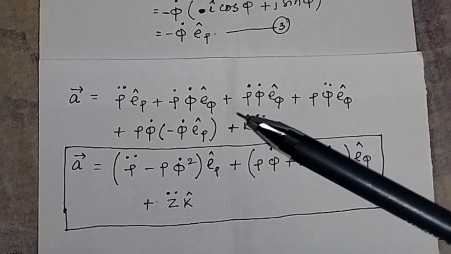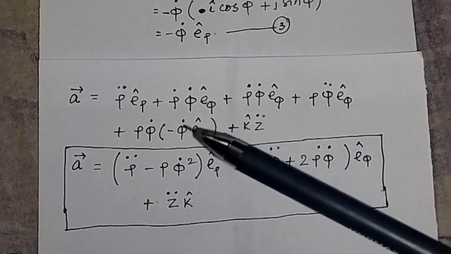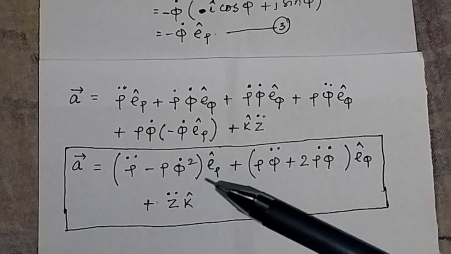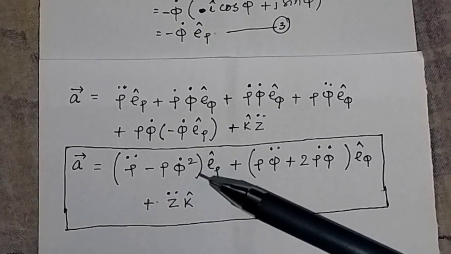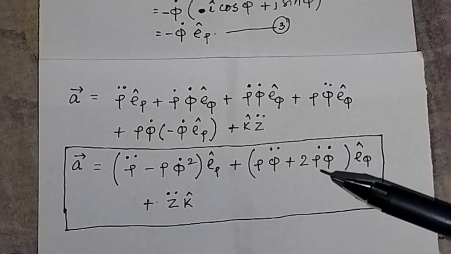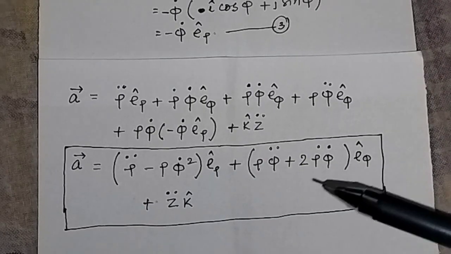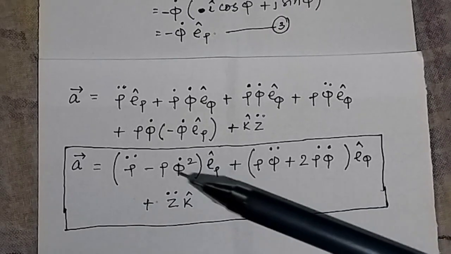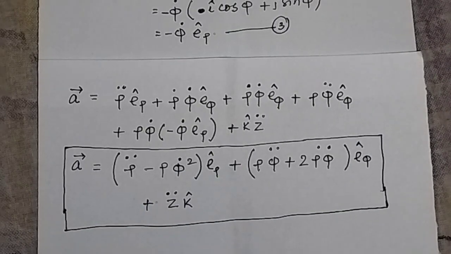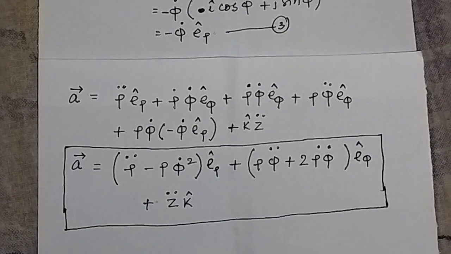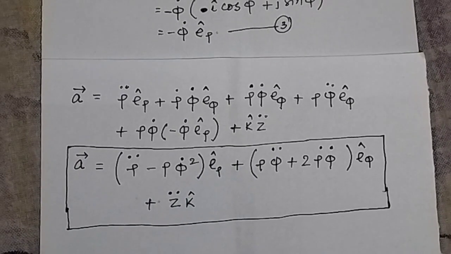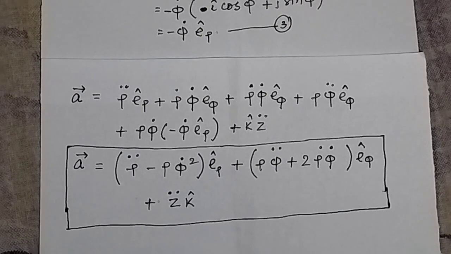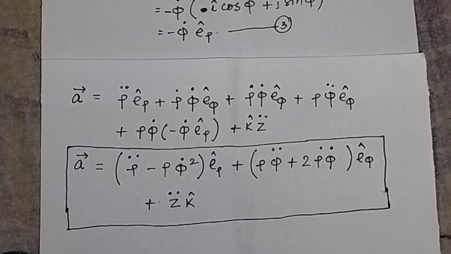So by substituting these values of 2 and 3 in 1, we get the value of the acceleration as this. You have three components. This one is along the radial, this component is along the azimuthal, and this is along the meridional. So you have three components of the acceleration, and also three components in the case of the velocity. You should remember these expressions for velocity and acceleration in cylindrical coordinate.